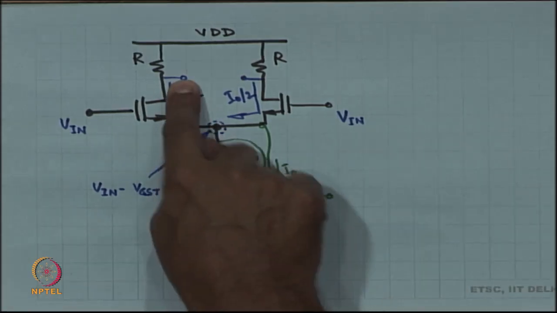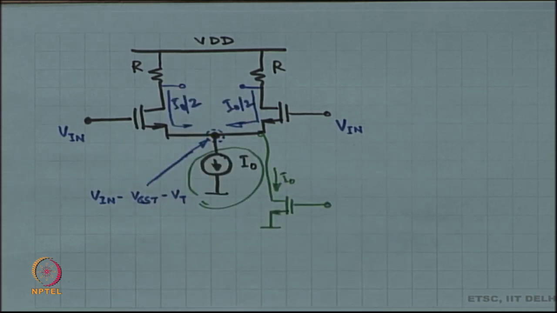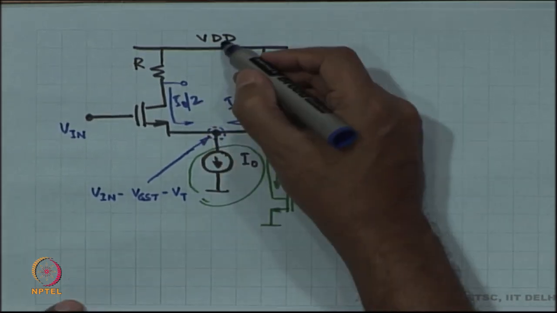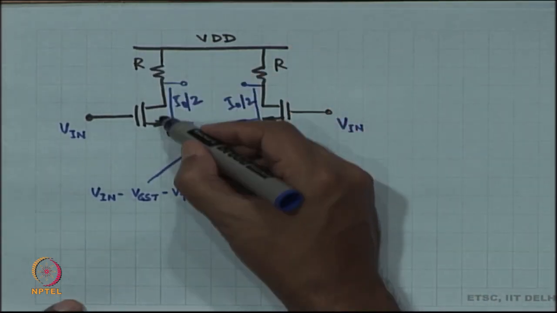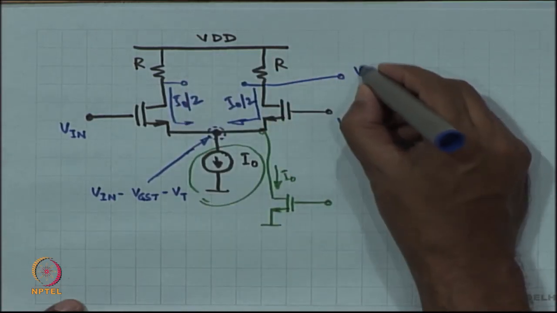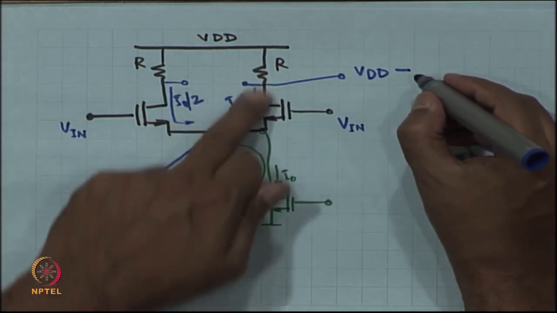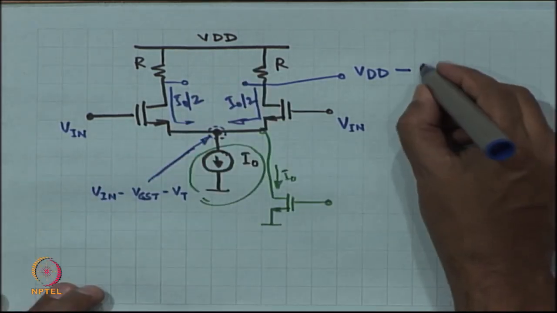What is the voltage here? At the output, what is the voltage? What is it? VDD minus I naught by 2 current is flowing through the resistor.